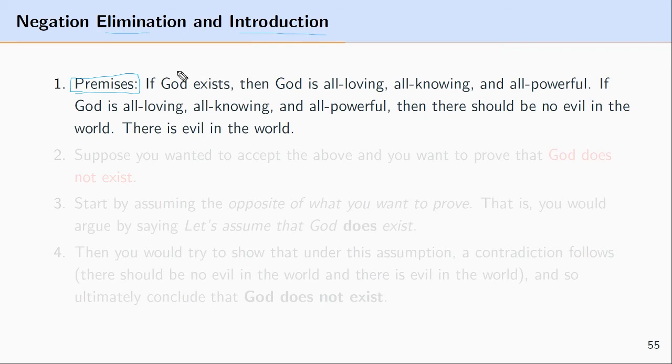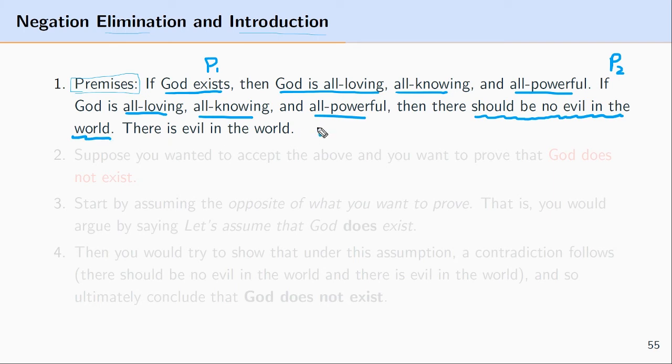So the first premise here is that if God exists, we're not saying God does exist, but if God exists, then God is all-loving, all-knowing, and all-powerful. The second premise is that if God is all-loving, all-knowing, and all-powerful, then there should be no evil in the world. And our third premise here is that there is evil in the world. So these are propositions we're going to accept, and then we're going to reason from them.